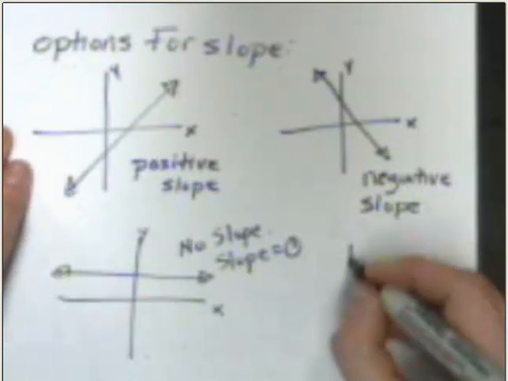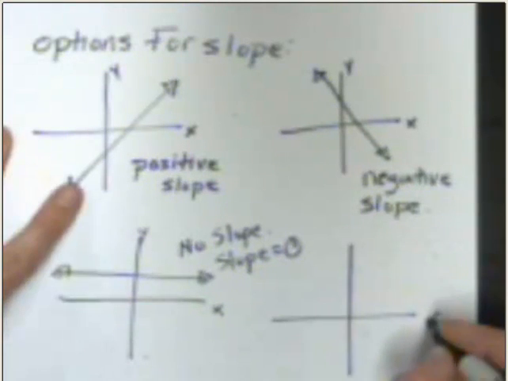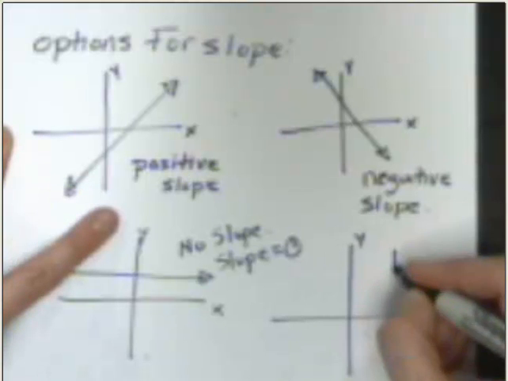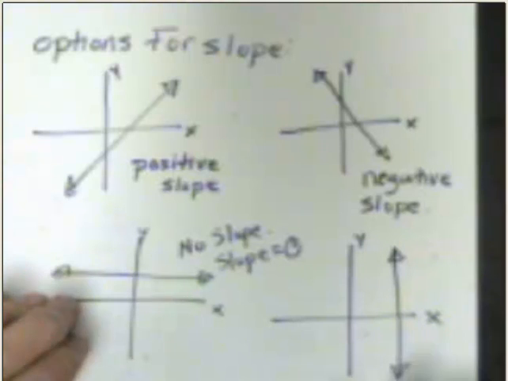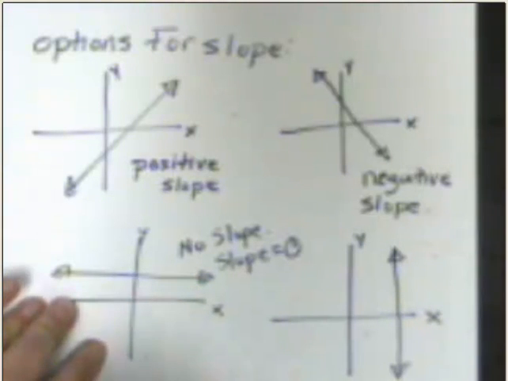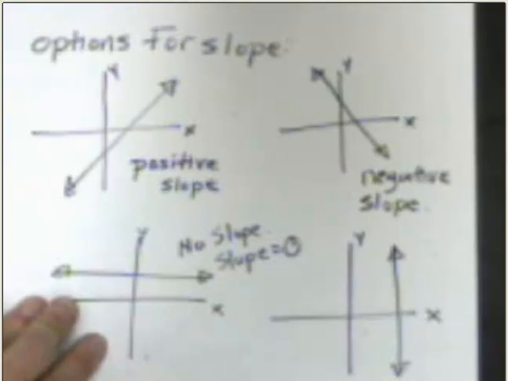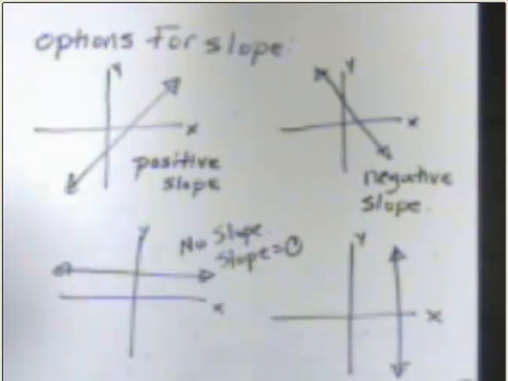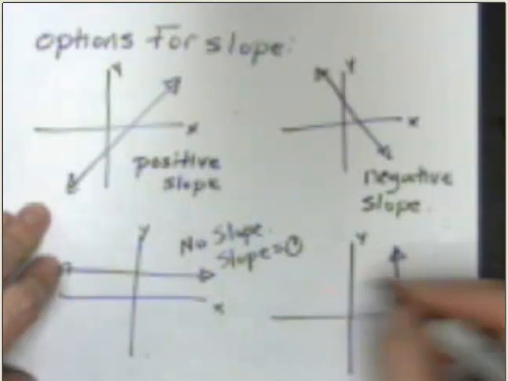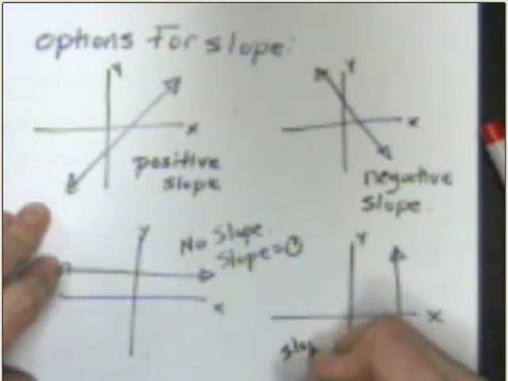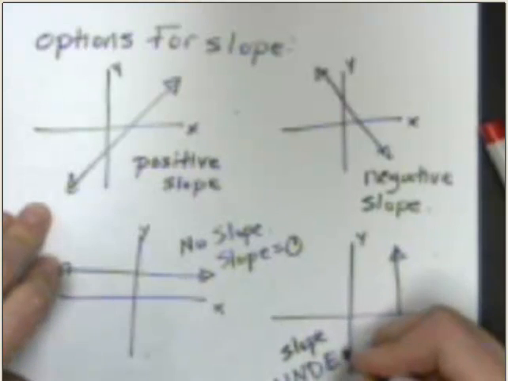Oh, and then we talked about the really bad one. We said sometimes it's possible to get something like this. Straight up and down. And last time we discussed why this was not a function. What test does it fail when we just even visualize this thing? It fails the vertical line test. So it only makes sense that the slope is going to be unhappy, right? Sure, it's a line, but what kind of slope do we have here? Yes, slope is undefined.